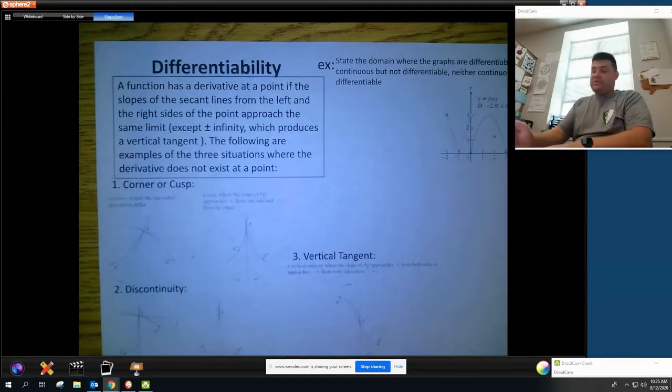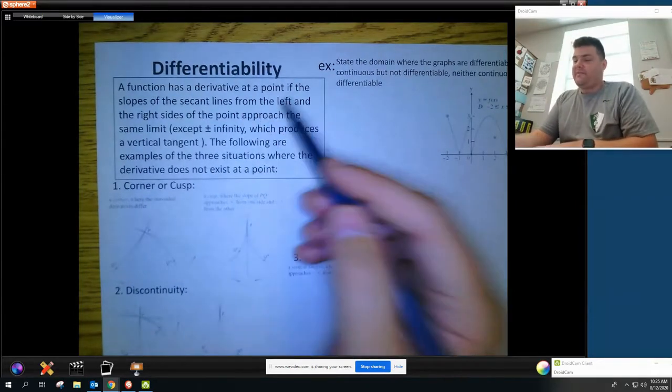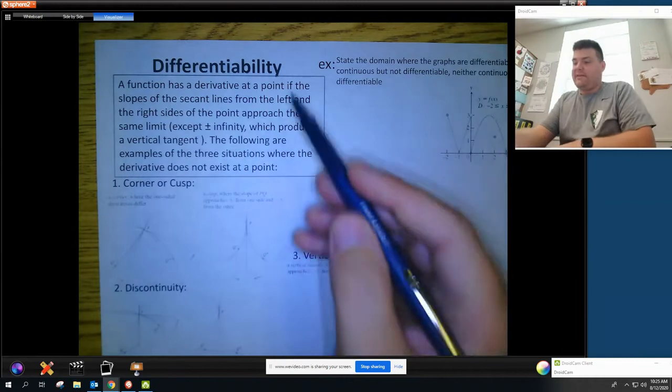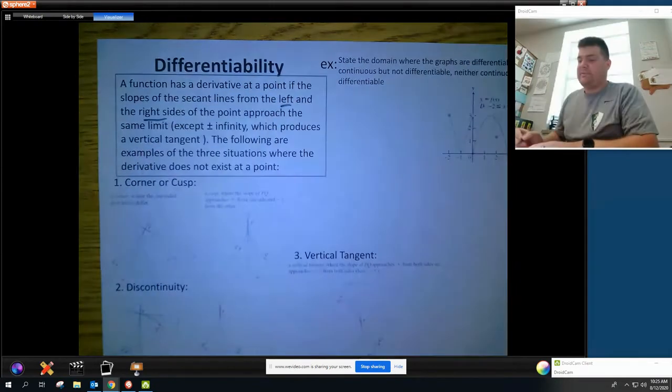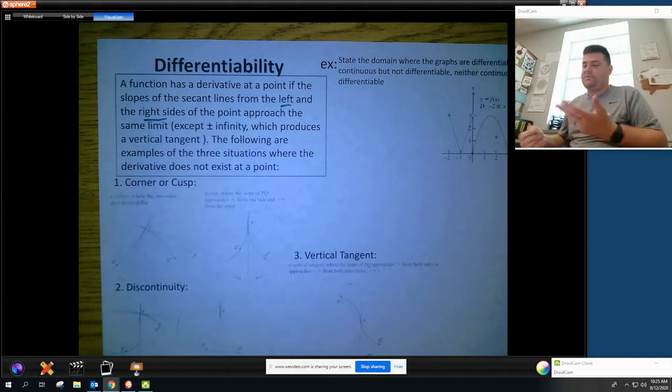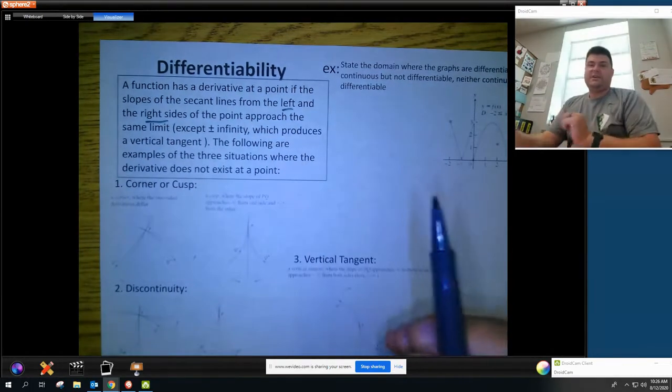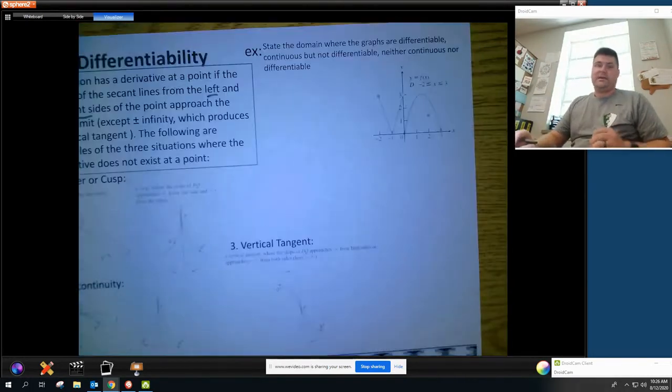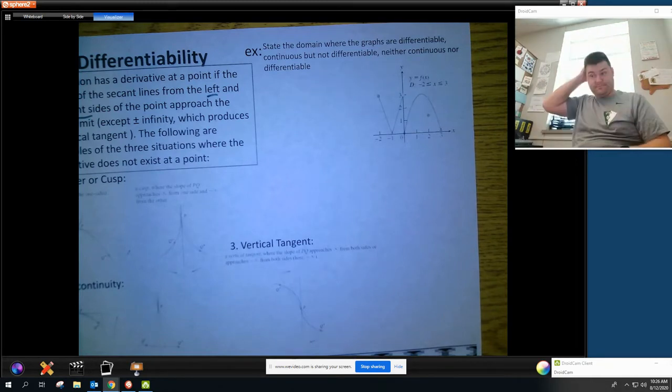Differentiability. A function has a derivative at a point if the slopes of the secant line from the left and from the right sides, we just talked about that, approach the same limit, except for when it's going to infinity. And then it'll produce a vertical tangent. And here are examples of 3 situations. So again, continuity, 3 things we need to do. IVT, 3 things you need to do. Differentiability, there are 3 things that can happen where it's not differentiable.